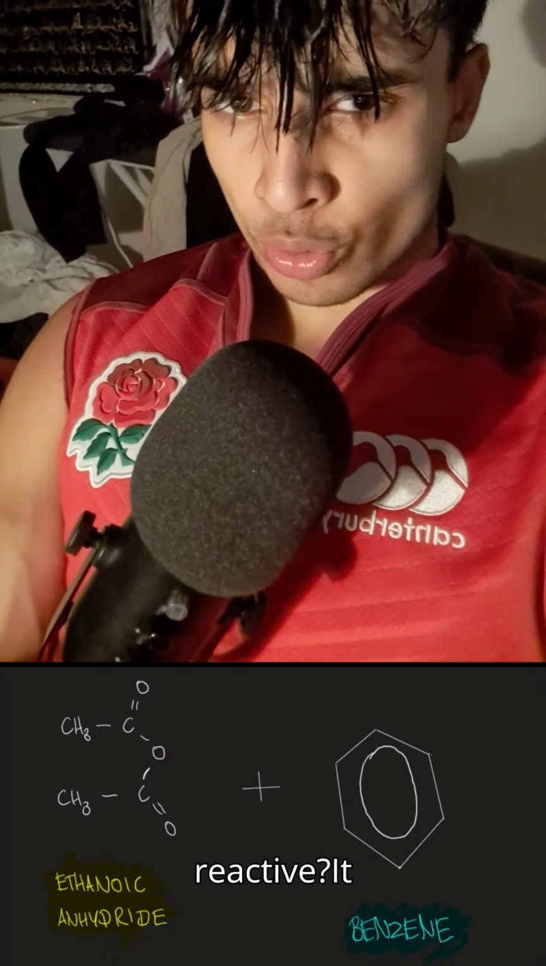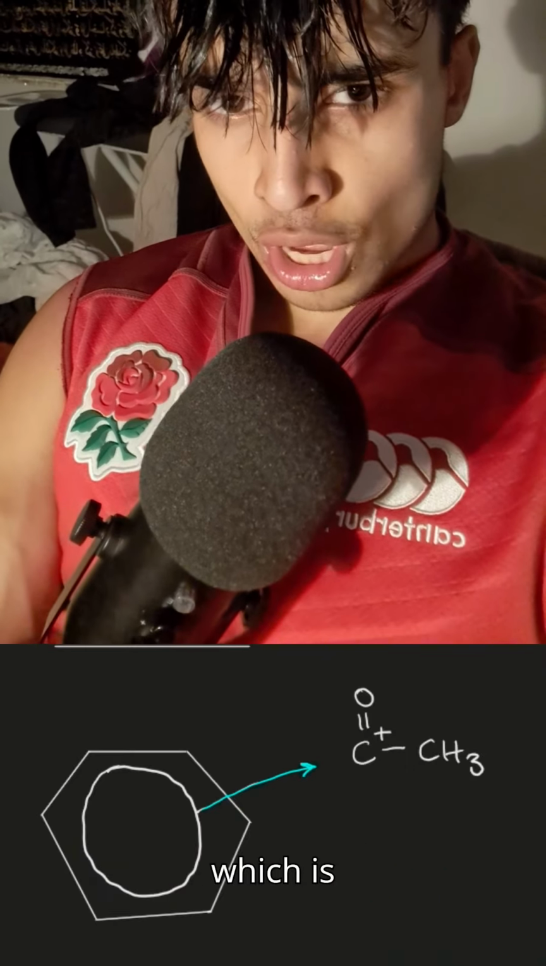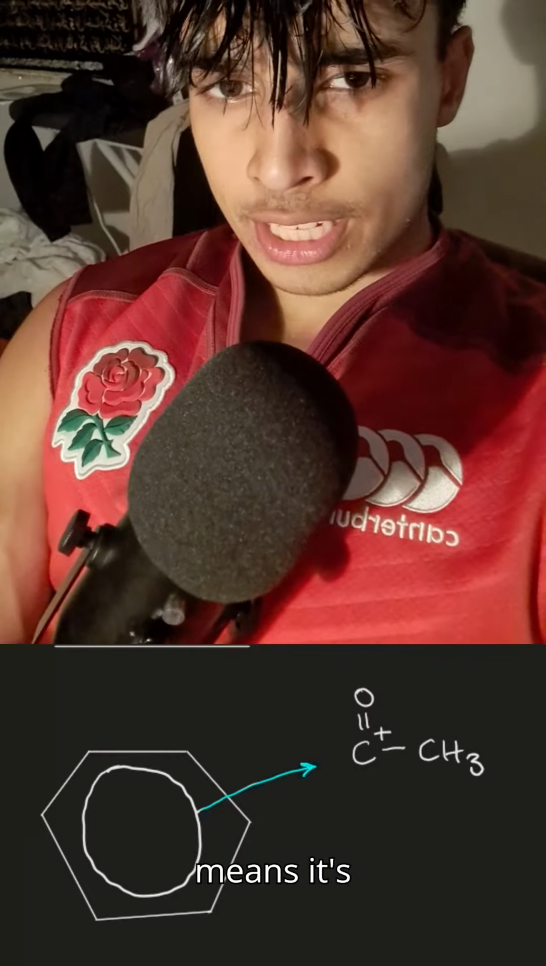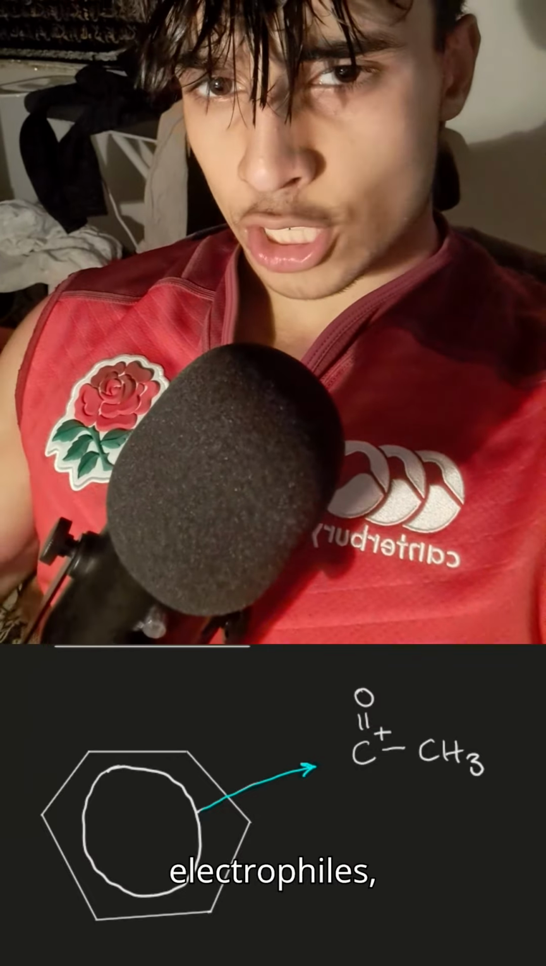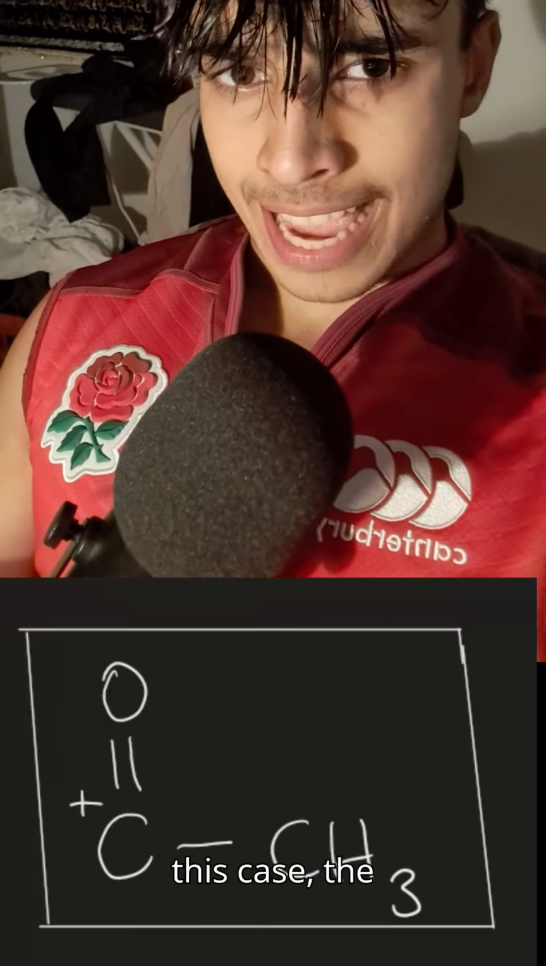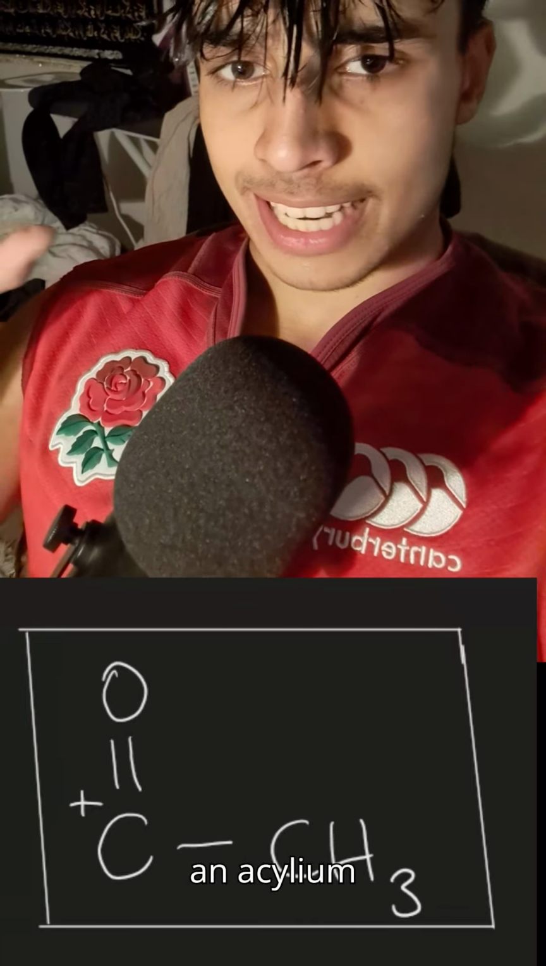Okay, so why is benzene so reactive? It has a delocalized ring of electrons, which is extremely rich in electron density. This means it's prone to attack by electrophiles, which are electron pair acceptors. In this case, the electrophile is basically an acylium ion.